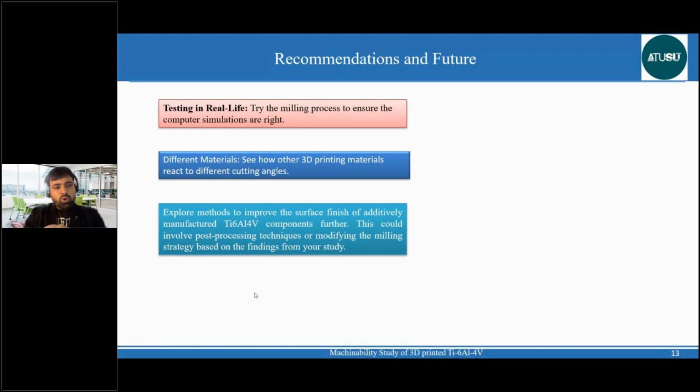So explore methods to improve the surface finishing. Still now, the surface finishing is a big concern. I have gone through some literature where people are using different machining techniques like side milling, face milling. These operations will improve the surface finishing with the desired parameters.